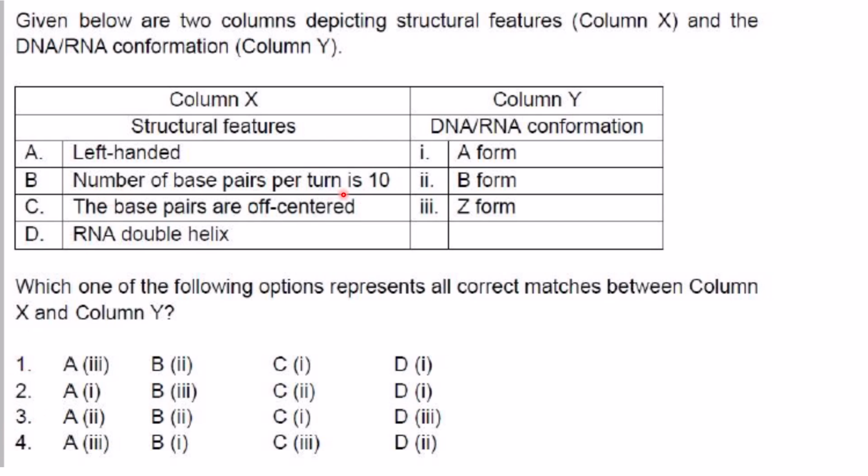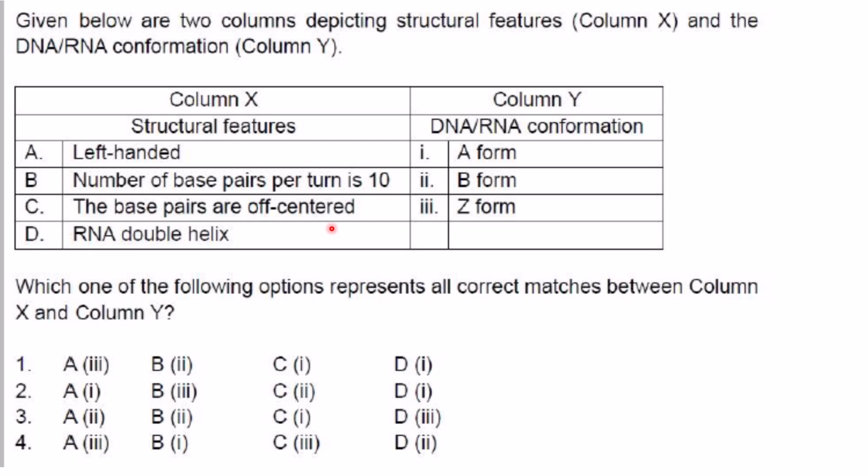Number of base pair per turn is 10 in the B form. Again easy. Out of 4, 1 is the answer because B is 2 here and in 4 B is 1. So number of base pair per turn is 10 in case of the B form of the DNA. So 1 will be your answer. Okay, the other also I will see.